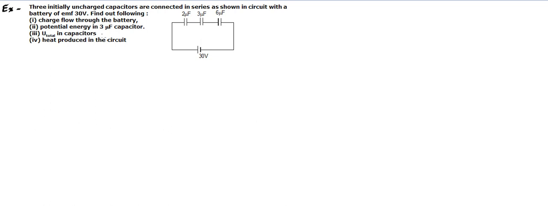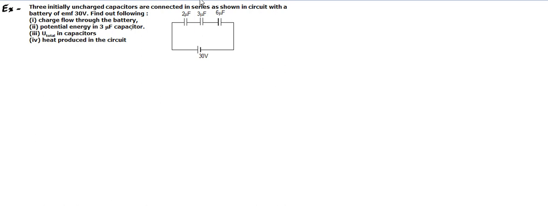So here is an example that will be using the concept that we learned so far in conductors and capacitors. The question reads like this: 3 initially uncharged capacitors are connected in series as shown in the figure, and this circuit is connected with a battery of EMF 30 volt. We need to find the following. We need to answer these 1, 2, 3, 4 parts of this question.